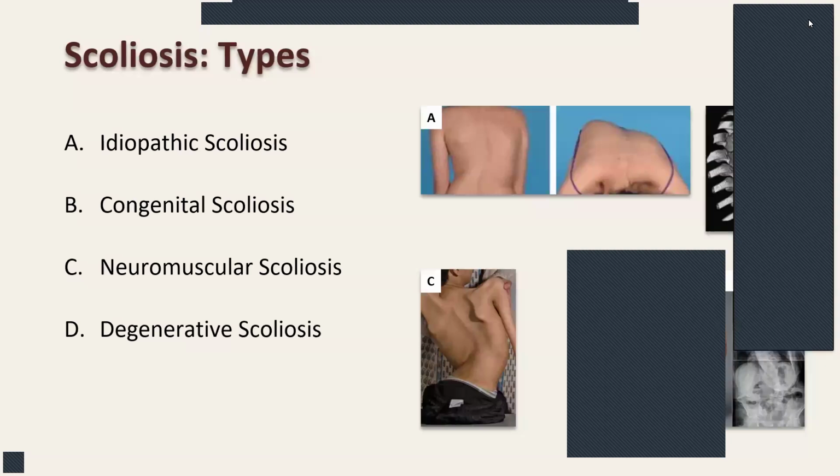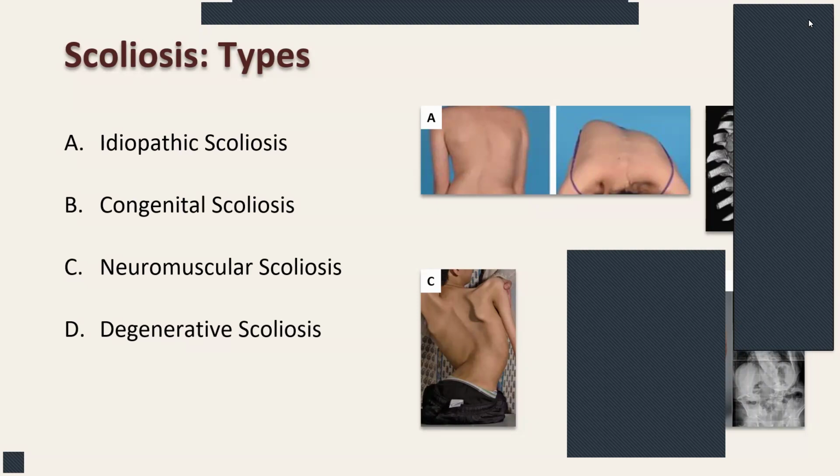The next type is neuromuscular scoliosis, and this is what you would typically see in our clients with cerebral palsy. This is a result of abnormalities in the muscles and nerves that support your spine that cause that curvature. It usually happens alongside neurological or muscular conditions like an injury, cerebral palsy, spina bifida, or muscular dystrophy.